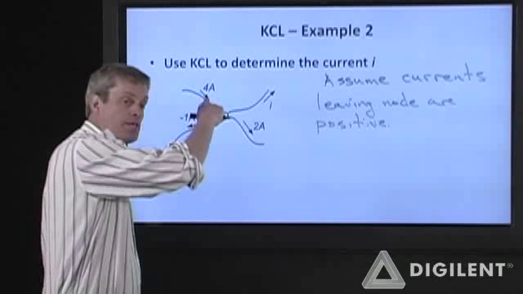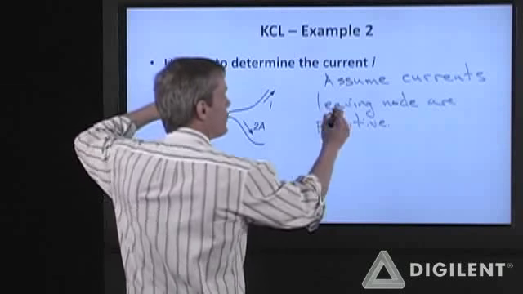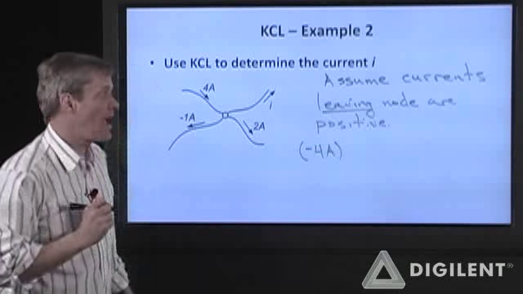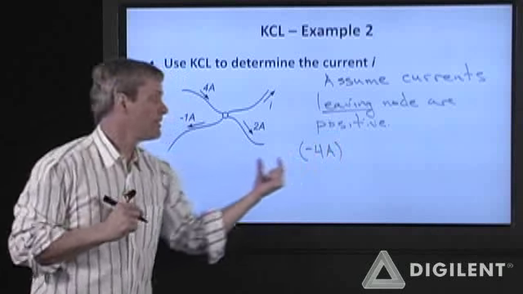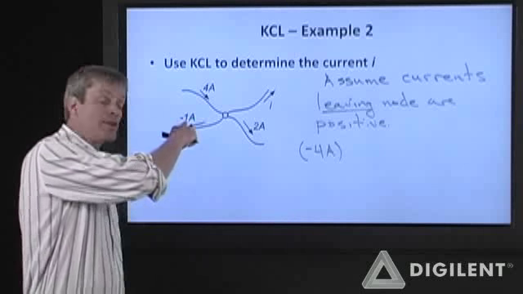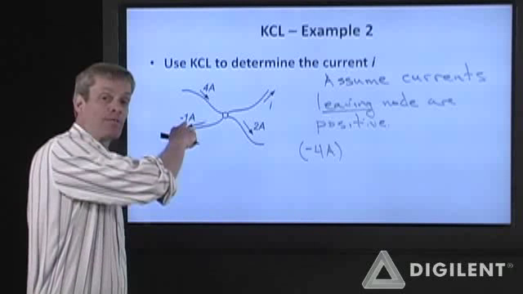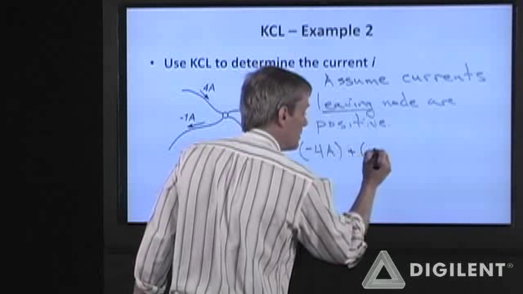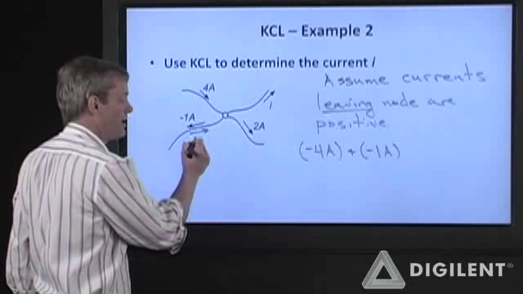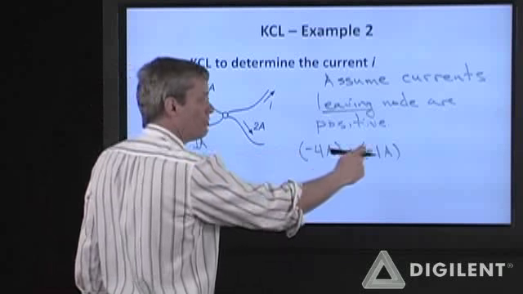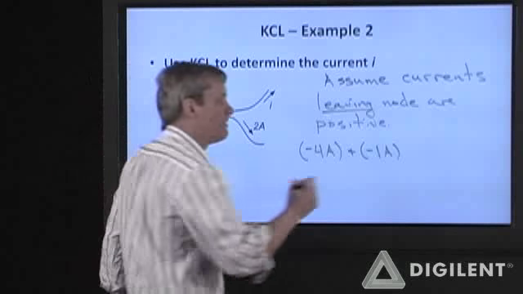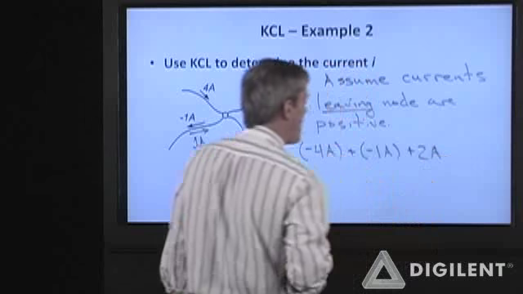I have 4 amps coming into this node. It is going into the node. I actually treat that as a negative 4 amps because only currents leaving the node are positive. This current is leaving the node, so this is a positive current, but it's actually a positive negative 1 amp. If you want to, change the direction and call this positive 1 amp, you will get a negative 1 amp leaving the node. This guy here is leaving the node, it's purely positive, plus 2 amps.